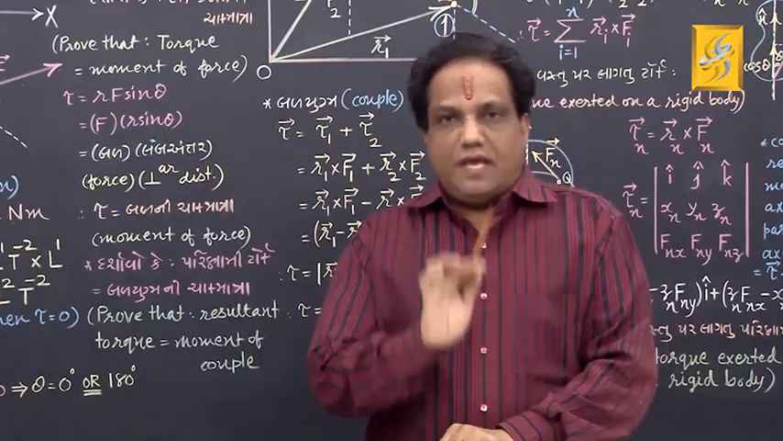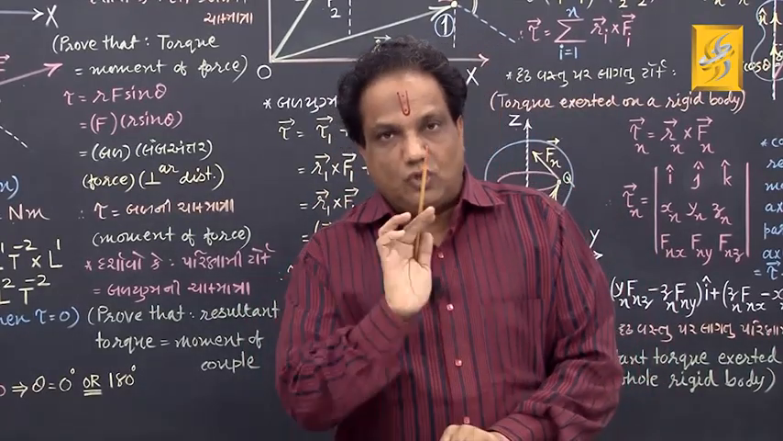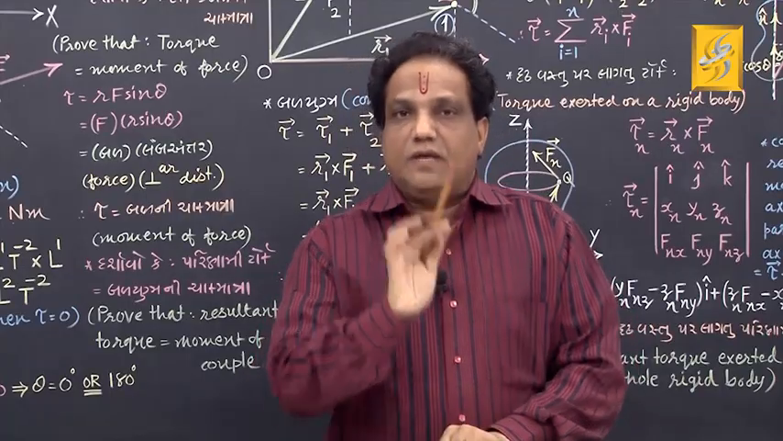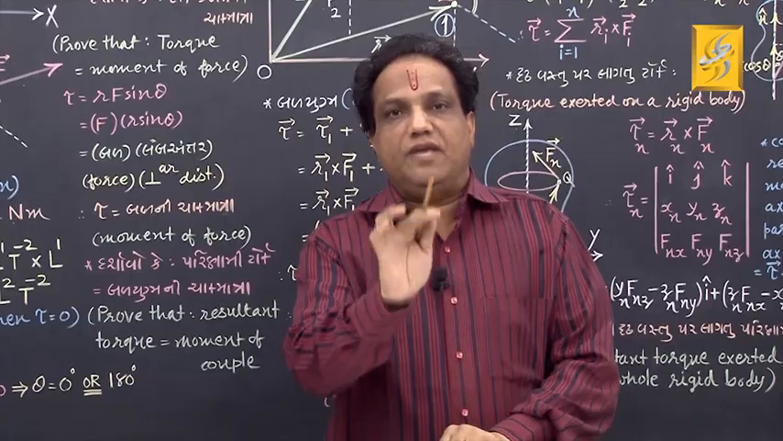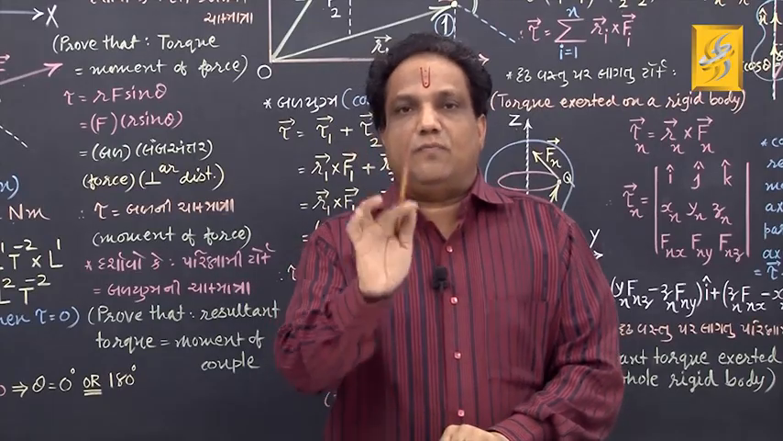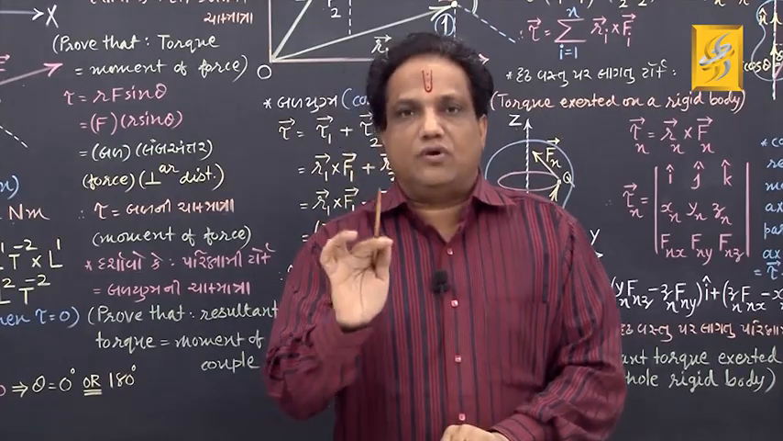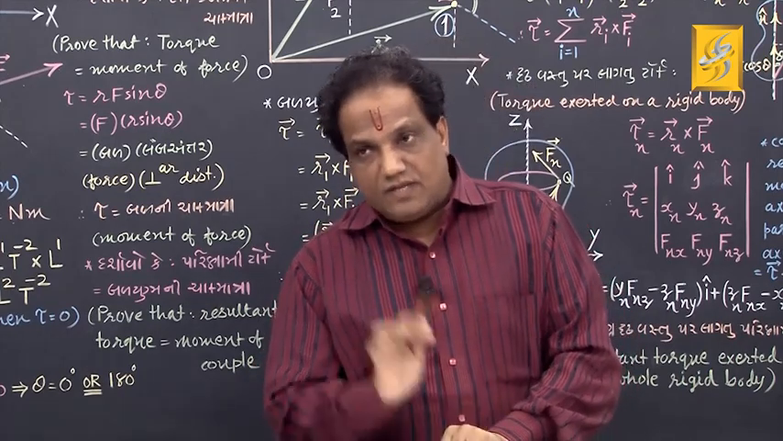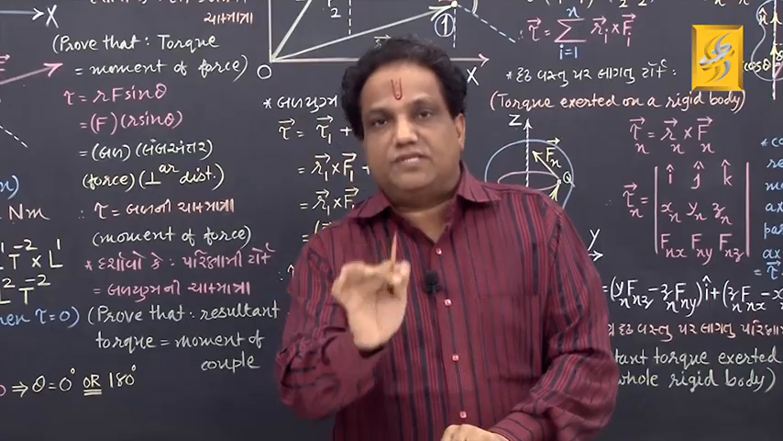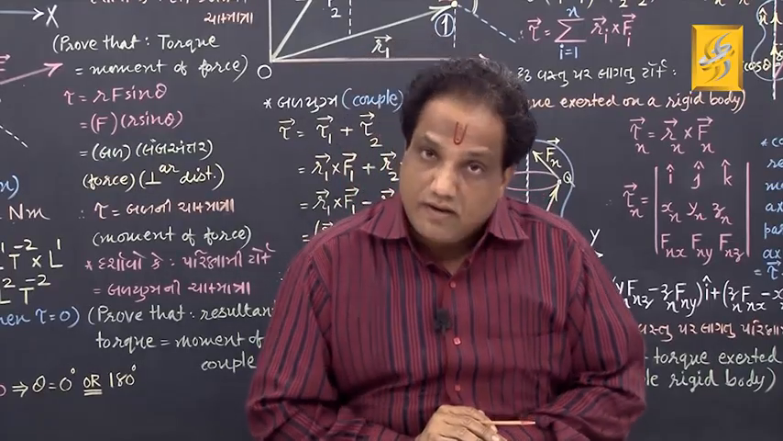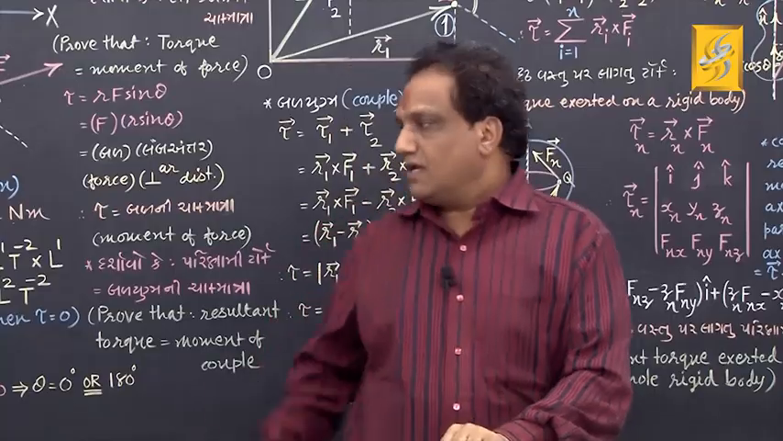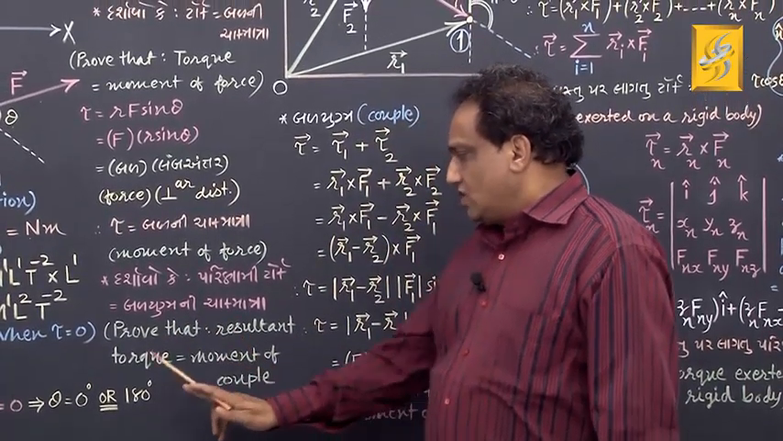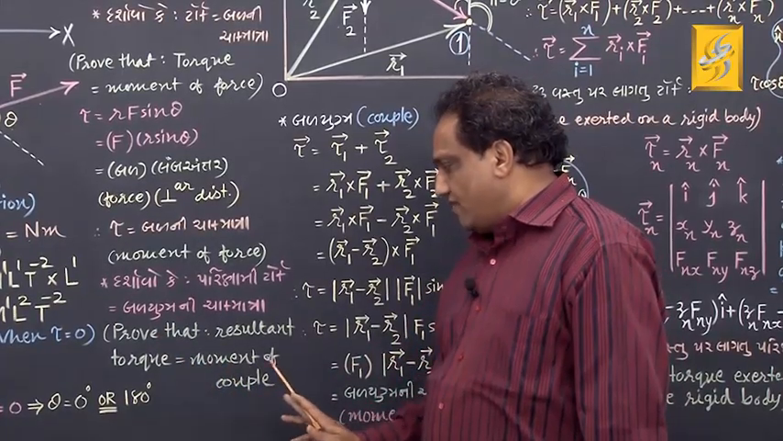Again, a pair of two non-collinear forces having equal magnitudes and opposite directions is called a couple, correct? And we find that resultant torque is equal to the moment of a couple. Fine. Come on, let us prove that resultant torque equals the moment of a couple.